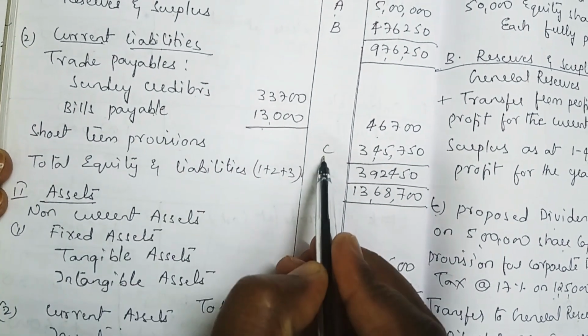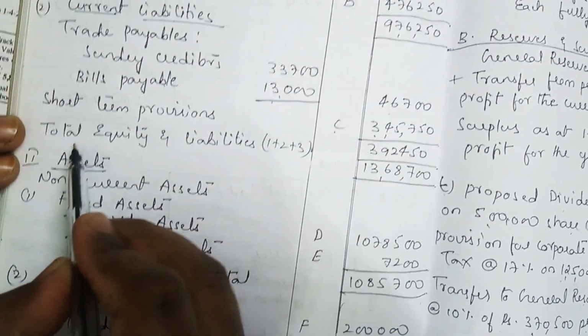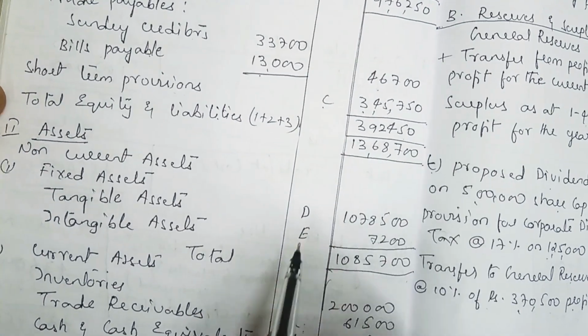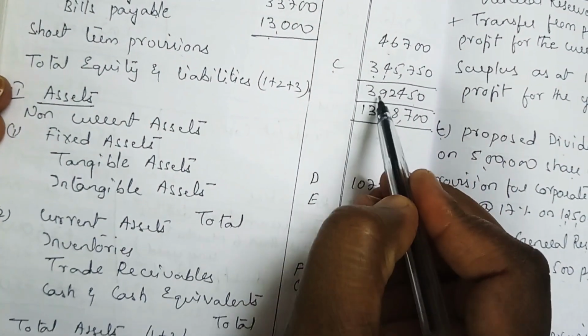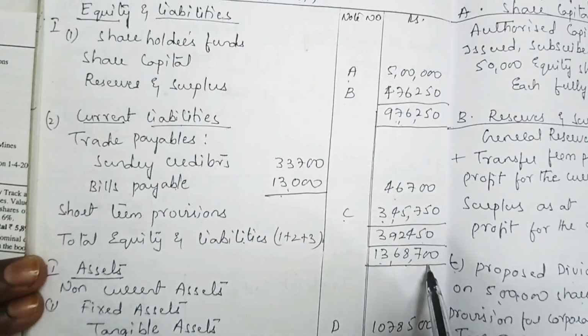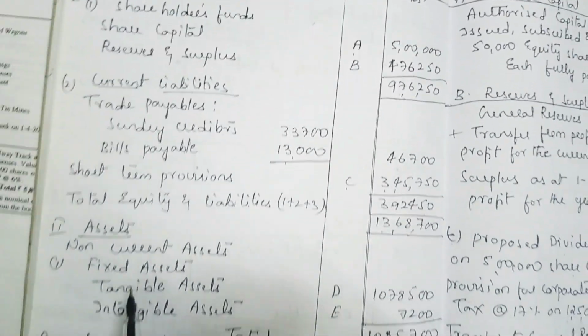Next you have current liabilities: trade payables, sundry creditors, bills payable, the total amount. Short-term provision under note C, the total amount. So the current liabilities total 3,92,450, and the total of equity and liabilities you got is 13,68,700.